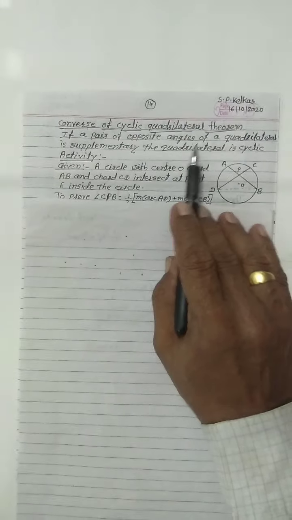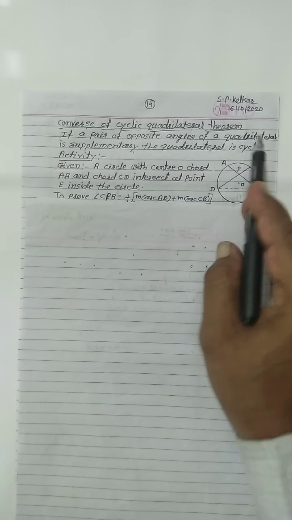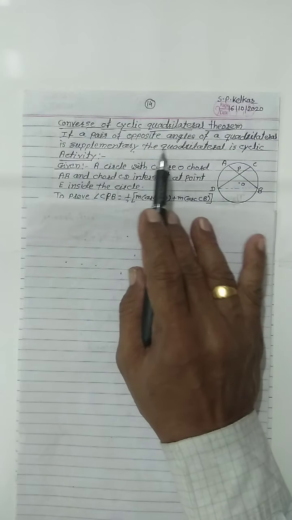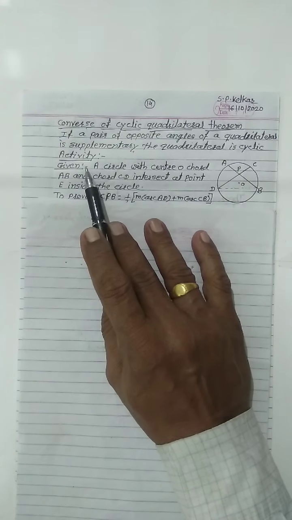Today we are going to study the converse of the cyclic quadrilateral theorem. If a pair of opposite angles of a quadrilateral is supplementary, the quadrilateral is cyclic.